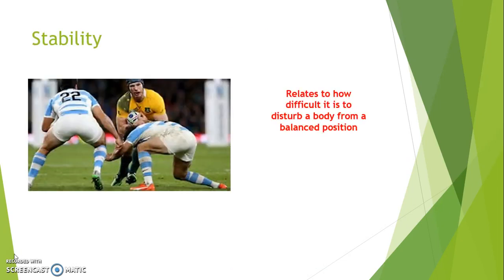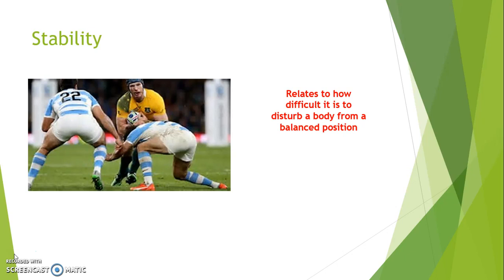So stability. Stability relates to how difficult it is to disturb a body from a balanced position. Stable objects are very difficult to topple over and move. Factors that increase stability are: lower the centre of mass, keep the line of gravity within the base of support, widen the base of support, and have more points of contact.